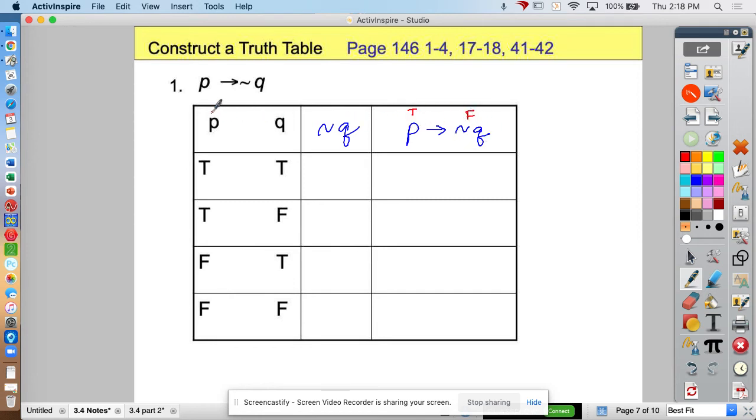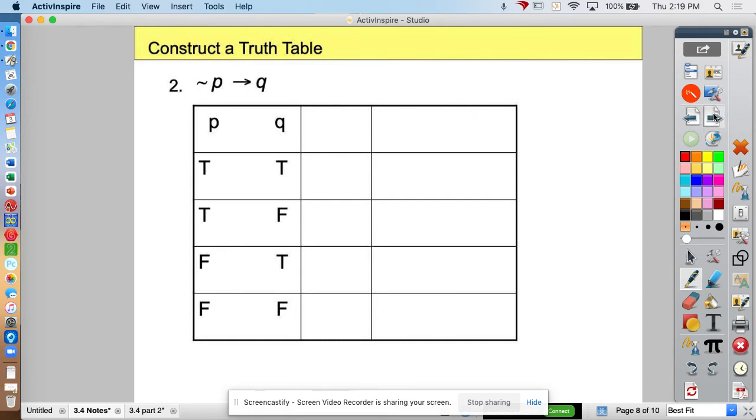So I'm going to come over here. This one has to be true. This one has to be false. That's what I'm looking for there. So when I negate Q, I'm doing the opposite: false, true, false, true. And then I'm going to do this one where I get T, F makes false. T, F, nope. T, F, nope. T, F, nope. So everything else would be true.